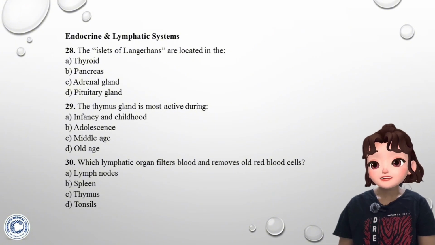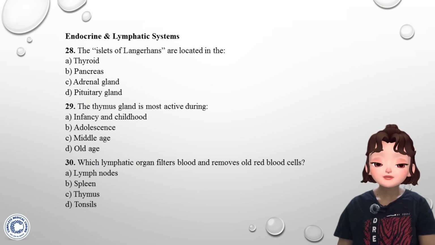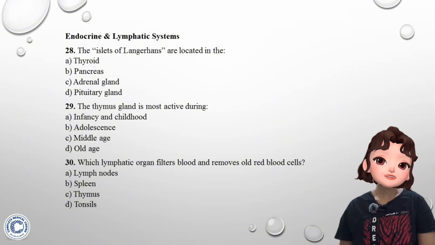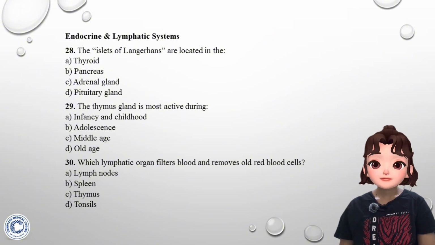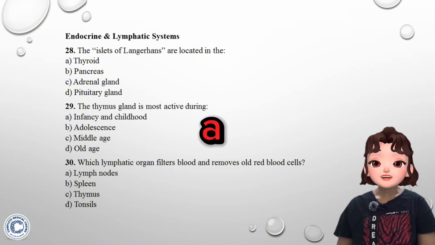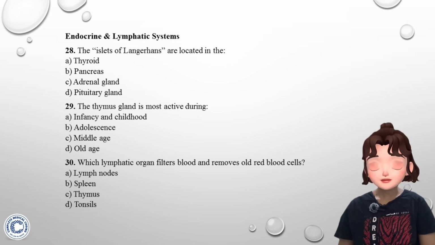Now question 29, it's an important one. The thymus gland is most active during. So at which stage of the human being is the thymus gland most active? Infancy and childhood, adolescence, middle age, old age. So what is the answer? Answer is option A, infancy and childhood. So the thymus gland is most active during infancy and childhood.